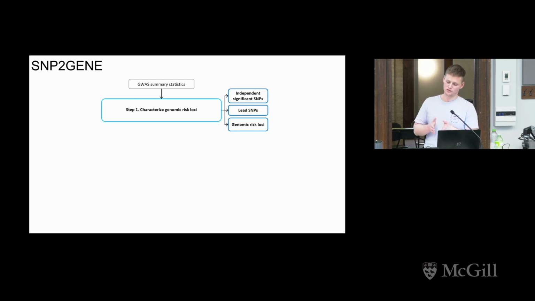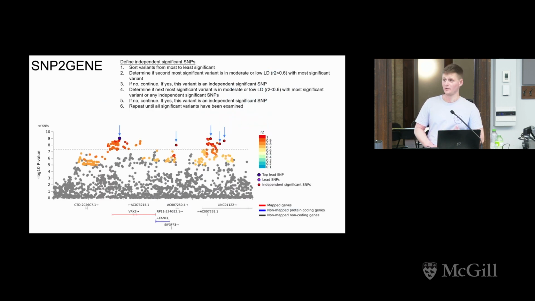And then after you do the MAGMA analysis, the next step is that it will make a genomic risk locus for you, and there are 3 parts to that. They make independent significant SNPs and then lead SNPs, and then the risk locus is defined around the LD of those SNPs. I'll go into that in a bit more detail now.